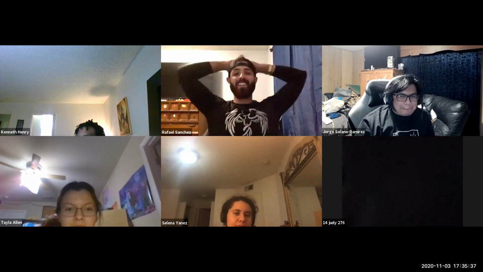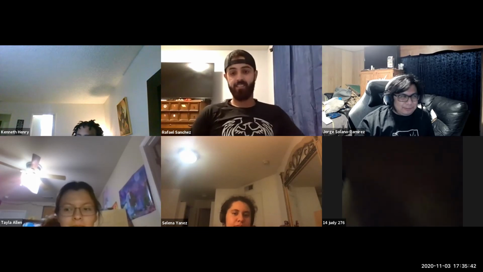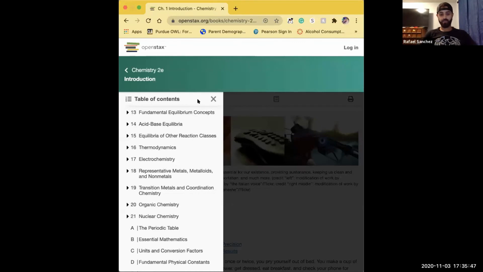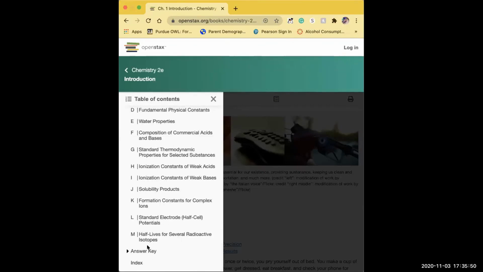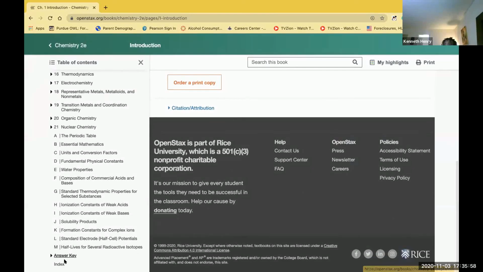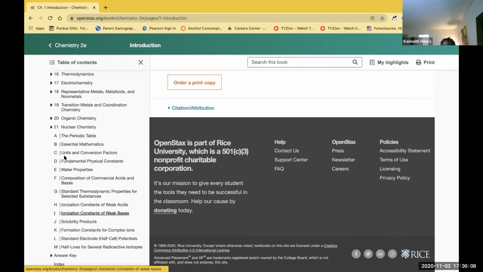Okay, let me see. Am I sharing already? Yeah. Okay, this is my table of contents. It's down here. This is the last thing on my index. Oh, it's right here. It doesn't say appendix, that's why. I was like, why are there letters? Okay, never mind.